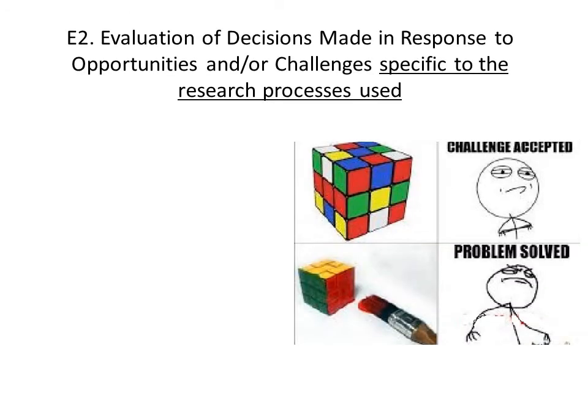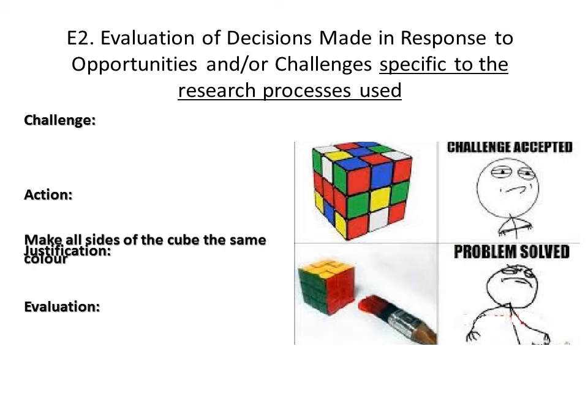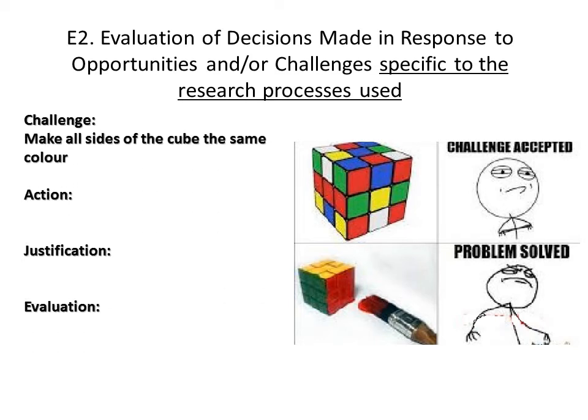So here is just a little example. If you have a look at the diagram on the right, the challenge was to make that Rubik's Cube, or to solve the Rubik's Cube, so all the same colours on all the different faces of the cube. So the challenge was to make all sides of the cube the same colour. Now, what action did I take to do this? I decided to go and purchase the colour and paint each side.